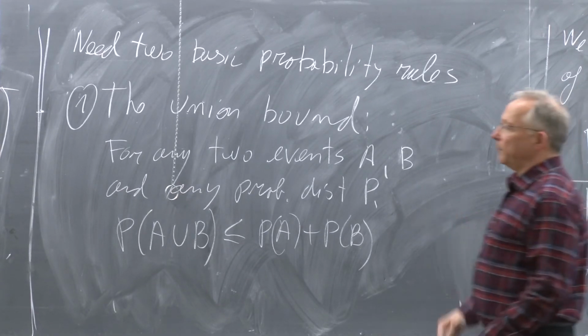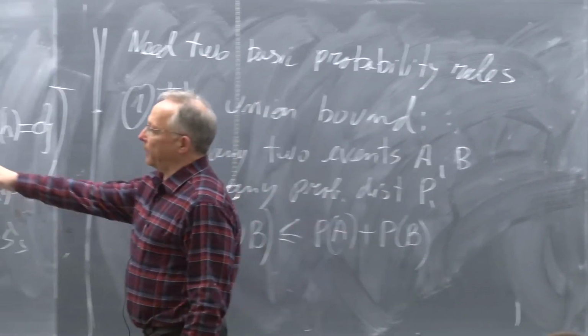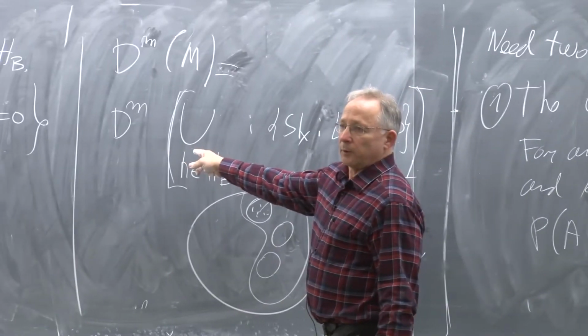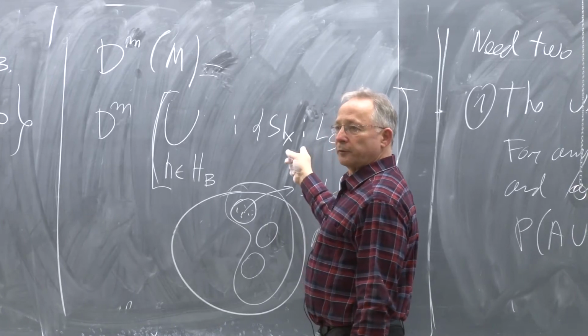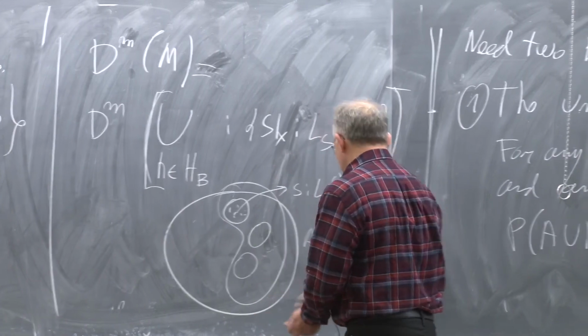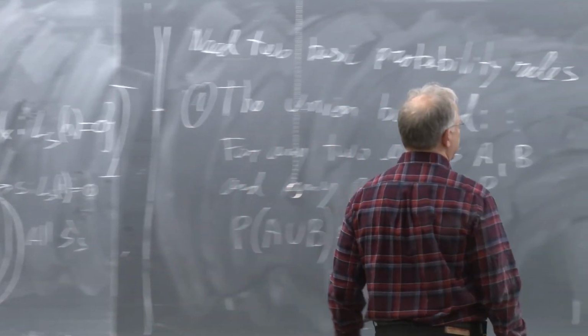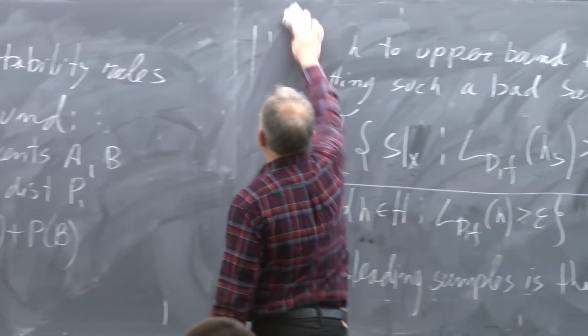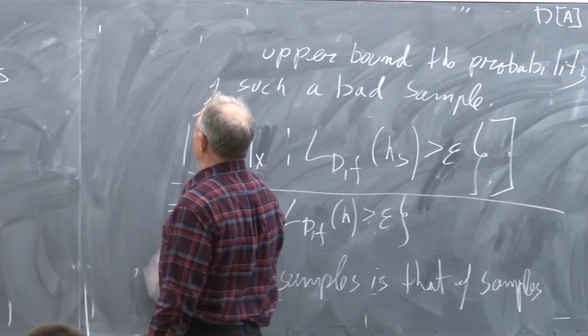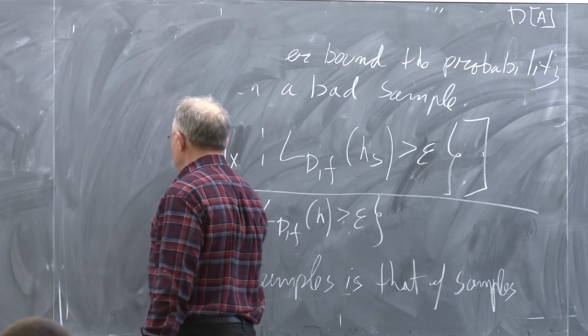So that's the union bound, and why is it going to be relevant? Because we have a union here, and we want to bound it by the probability of each of those events. The other rule, which I'm also sure that you have seen, and these two rules are basically everything that I will need from your background in probability.